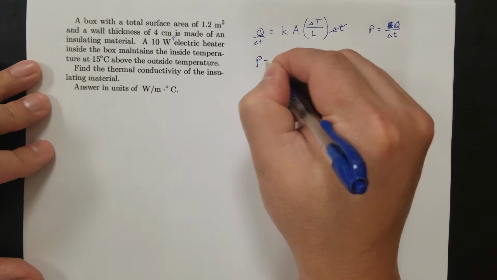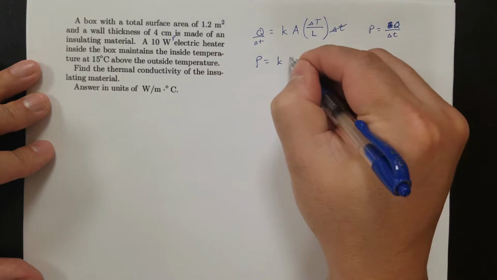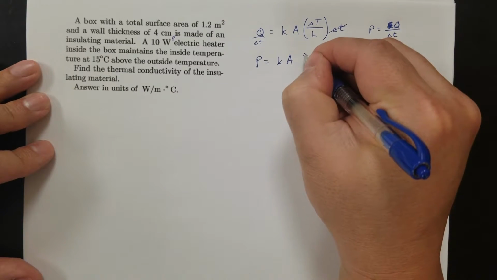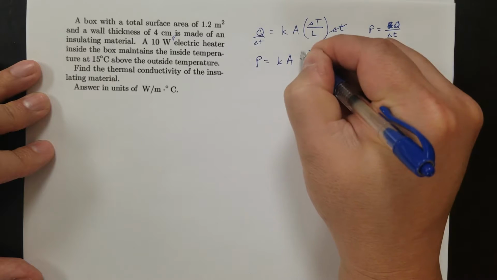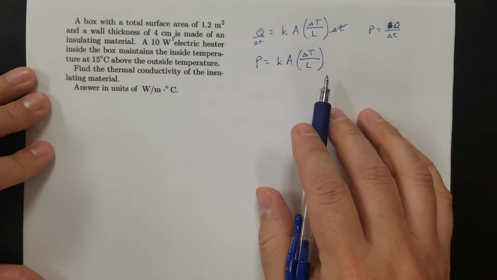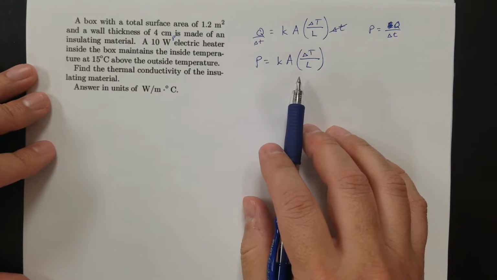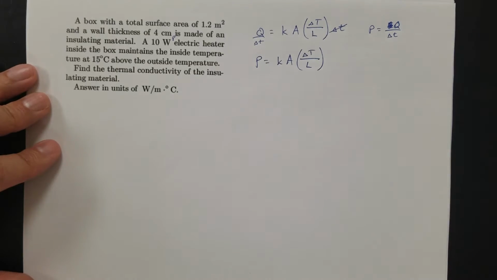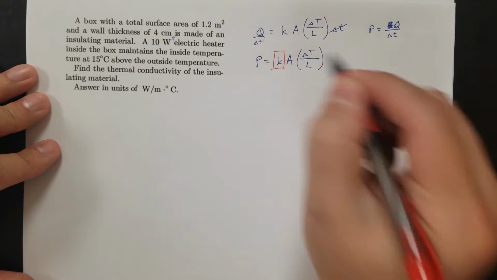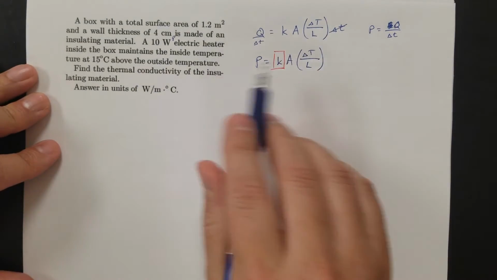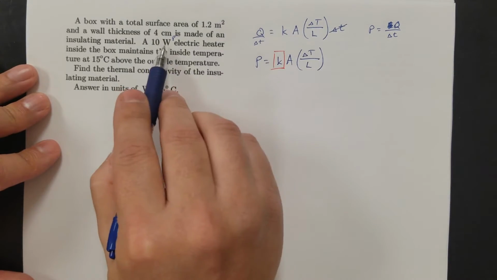So I can say my formula is power equals conductivity times area times temperature change divided by thickness, right? And now I can solve. So, oh God, all you're doing is solving for K, right? It's not that bad now. So K, let's just figure out what I know. So power, right? I already talked about power.